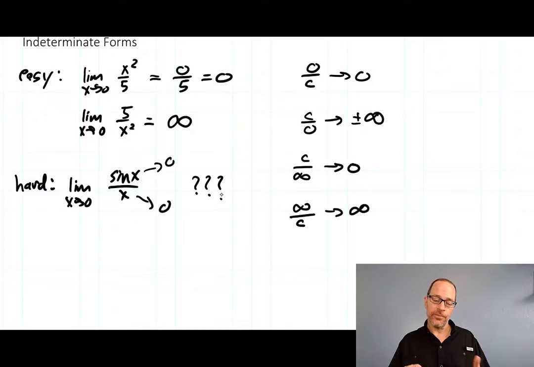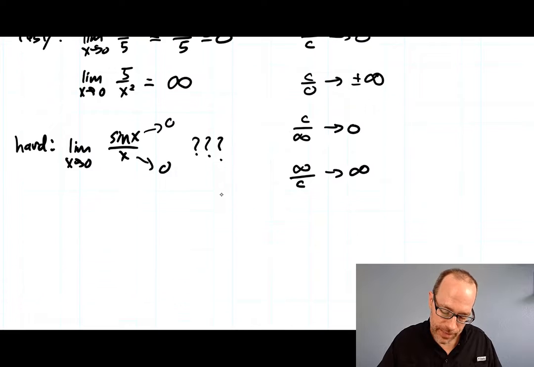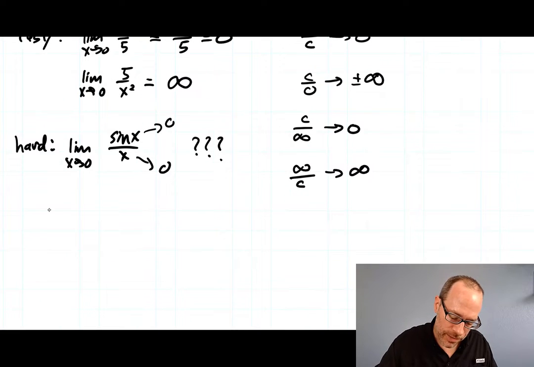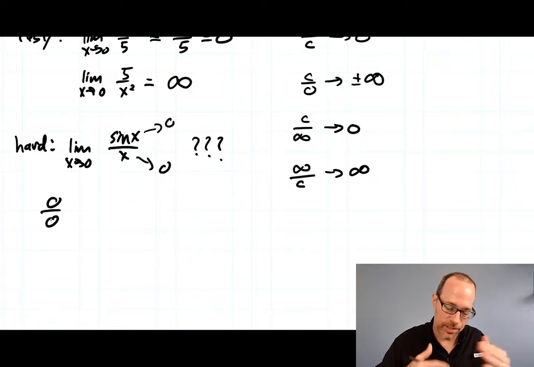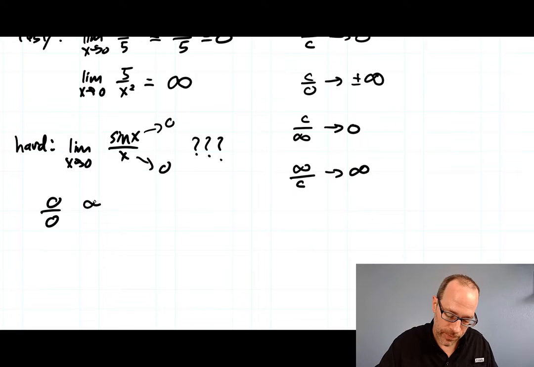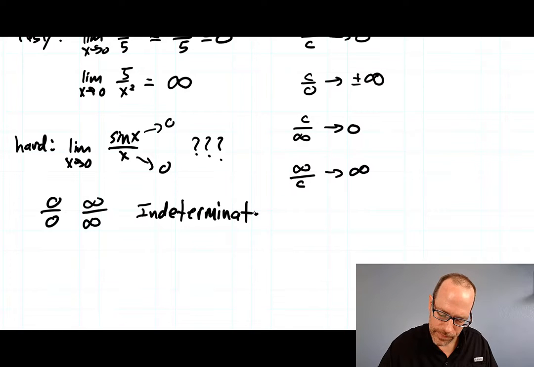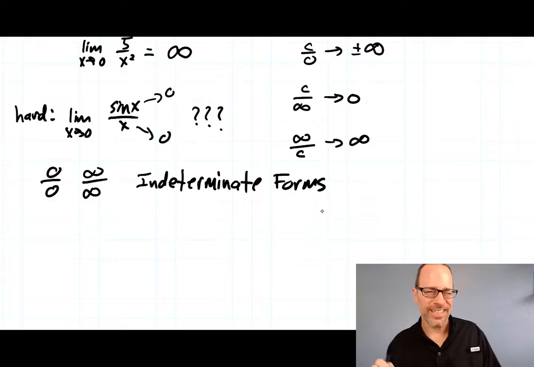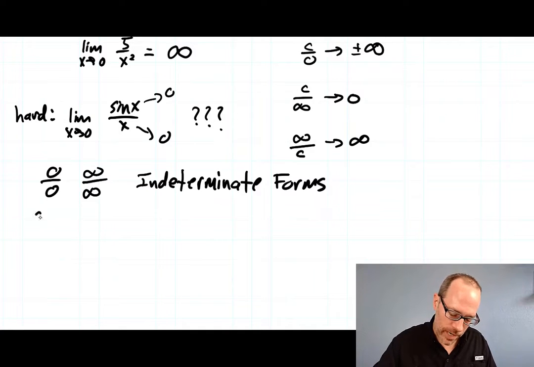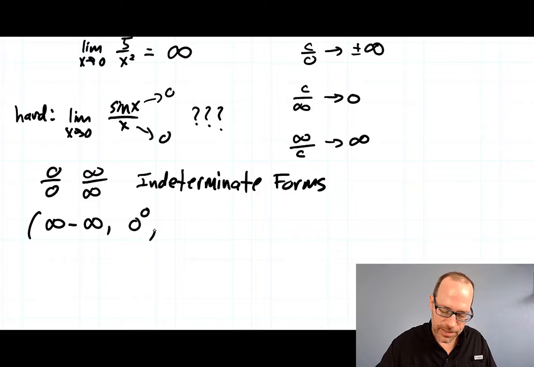It's very subtle. So things like this, when the limits are trying to converge to 0 over 0, so to speak, on the top, or infinity over infinity, these are called indeterminate forms. In fact, it just means it's something that's hard. You can't just eyeball it. There are other ones as well. There are things like infinity minus infinity, 0 to the 0.